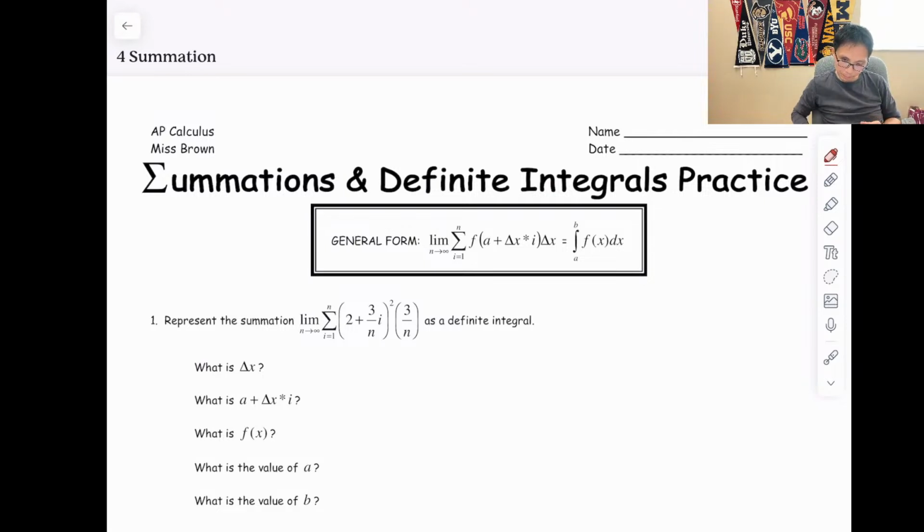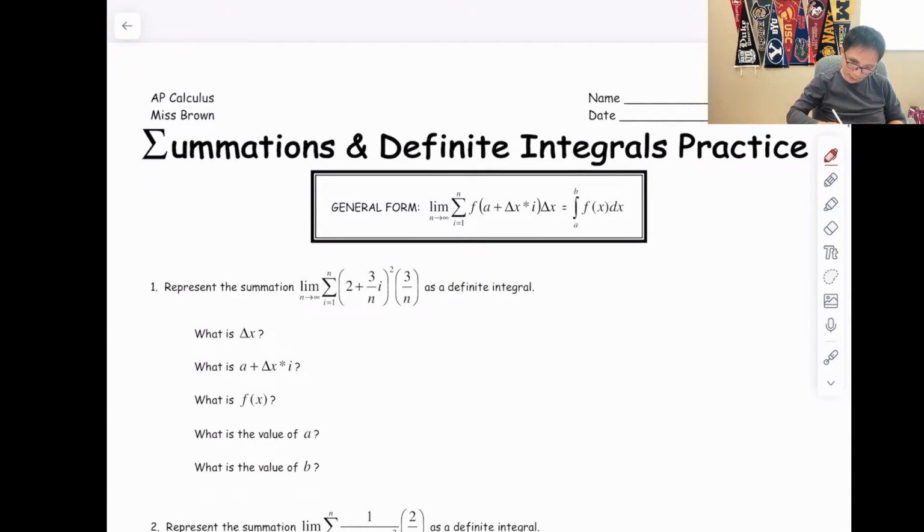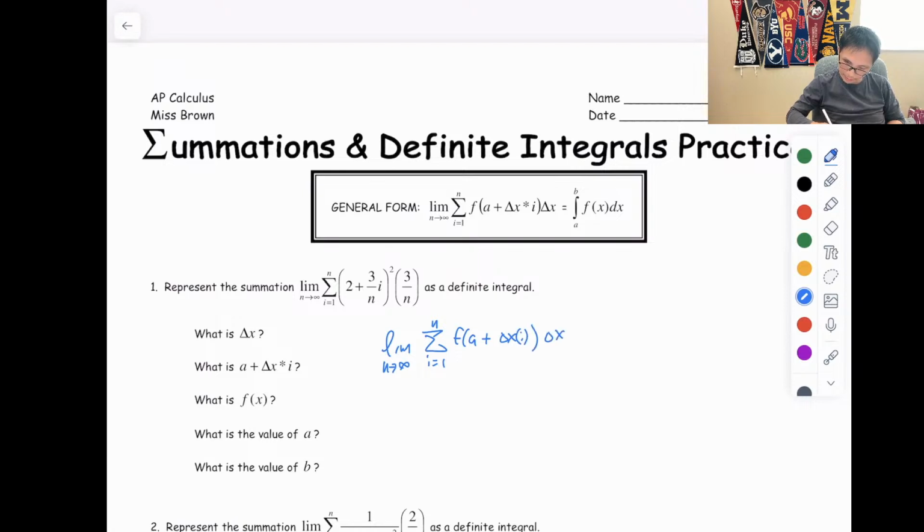I'm going to write on the bottom here. This one I'm going to write out. This is the limit as n approaches infinity of the summation of i equal to 1 to n of f of a plus delta x i, times delta x, is equal to the integral from a to b of f of x dx. So I'm going to say this is the right endpoint, right Riemann sum, and that will be it.